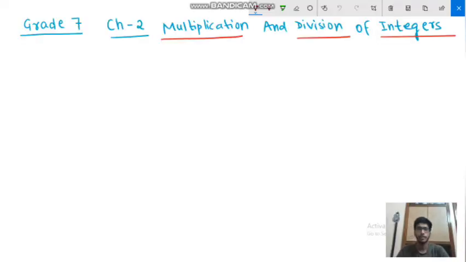Hello kids, so today we will start with grade 7th math. Till now we have done grade 6 math, okay, because it was revision and you needed it to start with grade 7 math. So we will start with chapter number 2, okay, which is multiplication and division of integers. We will do chapter number 1 later.